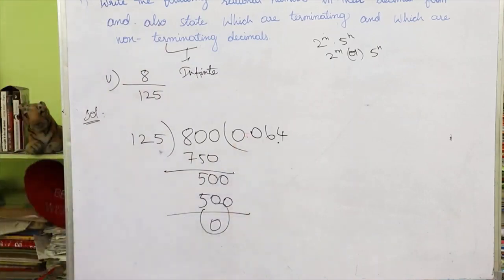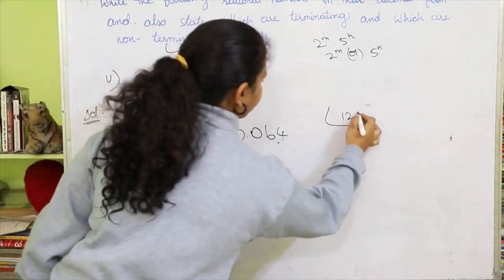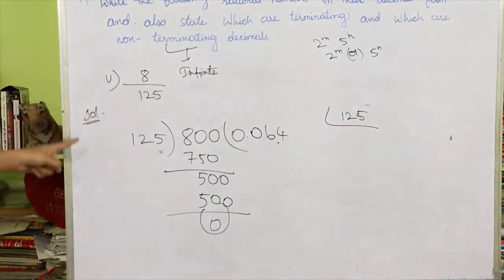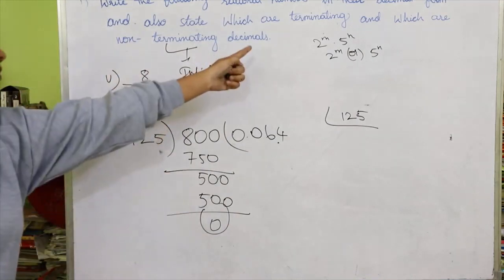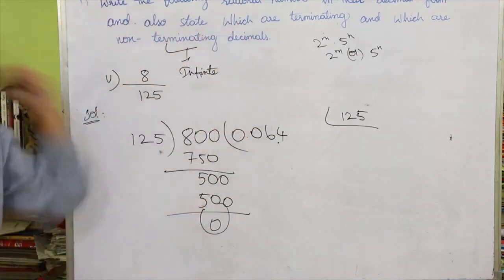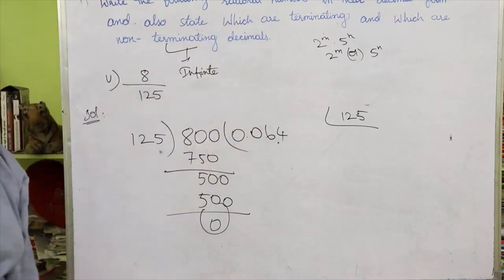Are you getting it? Now you go for the LCM process for 125. Remember, make sure that you must do LCM only for the denominator, not for the numerator. Okay? If the denominator is in the form of 2 power m into 5 power n, or 2 power m, or 5 power n, then it definitely would become a terminating decimal.